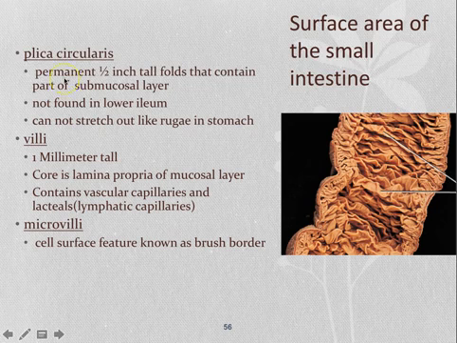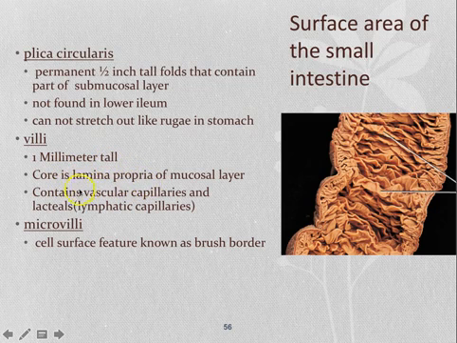Okay, predominantly found in the jejunum, or most evident in the jejunum. They disappear by the time you get to the lower ileum. They won't be found in the large intestine either. The plicae circulares will have villi on them. They're very small. They're about 1 millimeter tall. And we'll see that on the inside is the lamina propria.